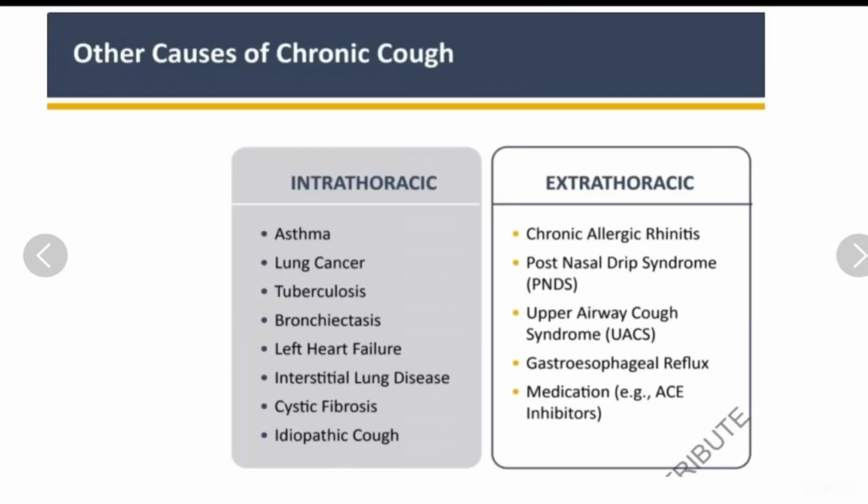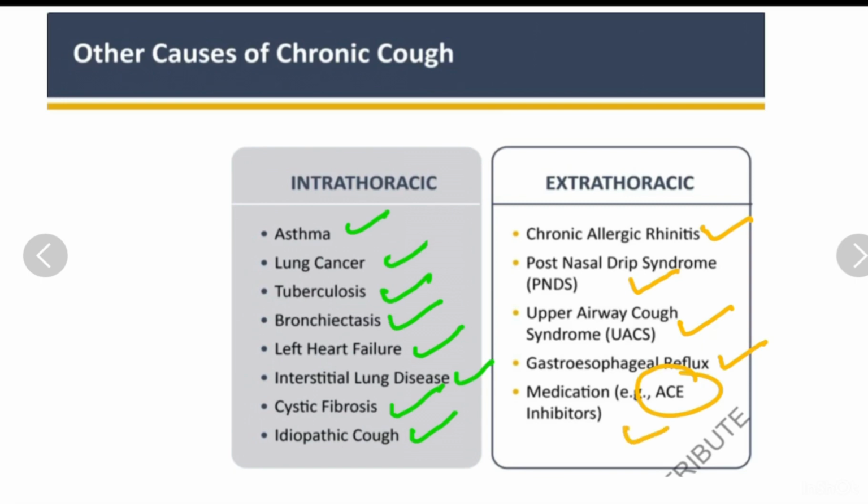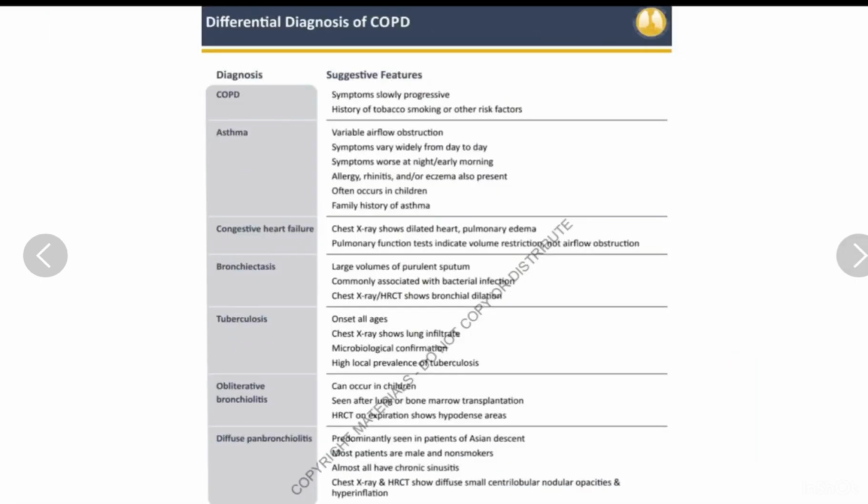So, what are the other causes of chronic cough? They are telling us the intrathoracic causes are asthma, lung cancer, tuberculosis, bronchiectasis, left heart failure, interstitial lung disease, cystic fibrosis, and idiopathic cough. And what are the extrathoracic causes? These are chronic allergic rhinitis, post-nasal drip syndrome, upper airway cough syndrome, gastroesophageal reflux, or a side effect of medication like ACE inhibitors.